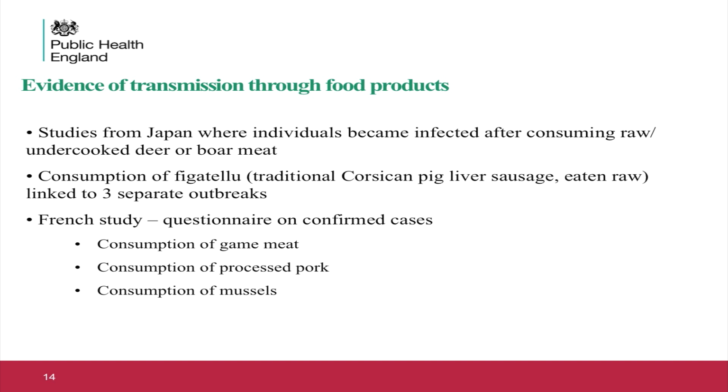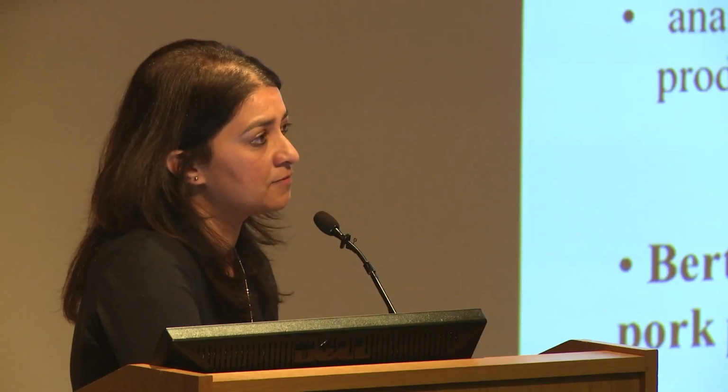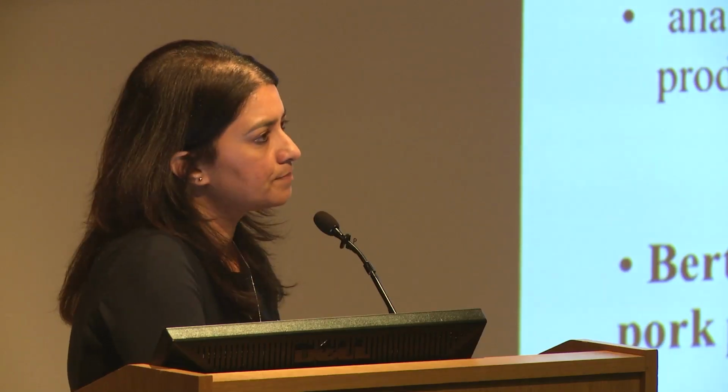So we and others have also started to try and look at possible transmission routes in England. The epidemiologists at PHE did a case control study in 2012. They took 25 of the cases that we identified in the lab, and they matched each of those to 3 controls. They then went through a fairly extensive food-based questionnaire. What meat they ate, how they handled it, how they cooked it, did they eat out, where did they eat? So it was fairly extensive, and they went through a fairly extensive statistical analysis. And at the end of the day, it showed that there was a clear association between the consumption of pork-based products and Hep E infection in our cases.